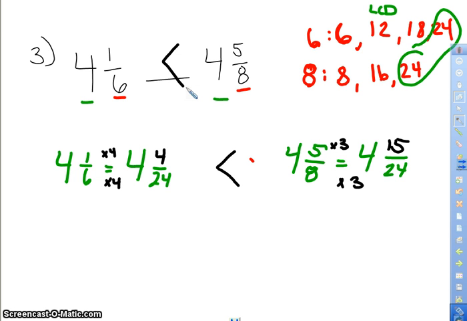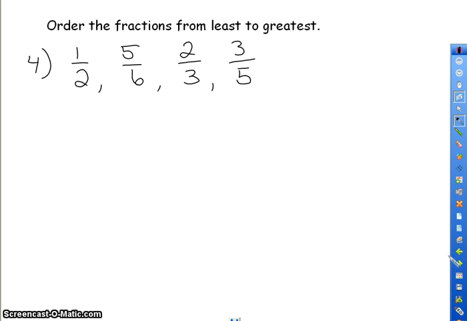So once again, get that LCD, change both fractions into equivalent fractions using that new common denominator, and then compare your numerators. Okay, when you're ordering fractions from least to greatest, it's this exact same process, except now I have to find the LCD of all 4 of these numbers.